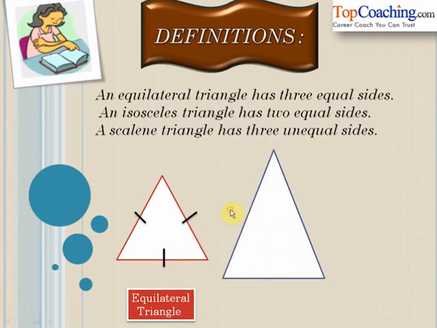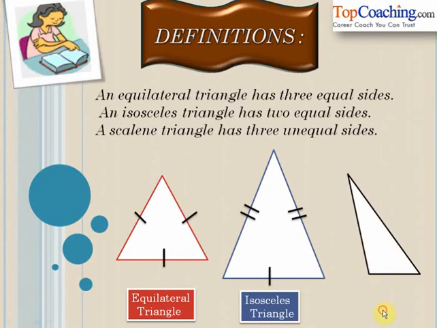Similarly, if we have a triangle in which these 2 sides are equal to each other and the third side is unequal, then such a triangle is known as an isosceles triangle. So this represents an isosceles triangle. And finally, if all the 3 sides of a triangle are unequal, then such a triangle is known as a scalene triangle. So here this represents an equilateral triangle because all the sides are equal to each other. This represents an isosceles triangle because 2 sides are equal to each other and the third side is unequal. And a scalene triangle is one in which all the 3 sides are unequal.